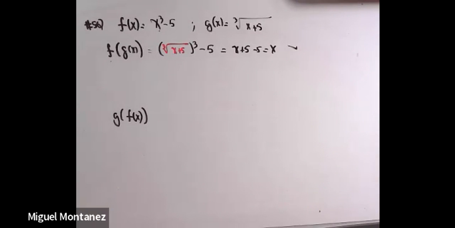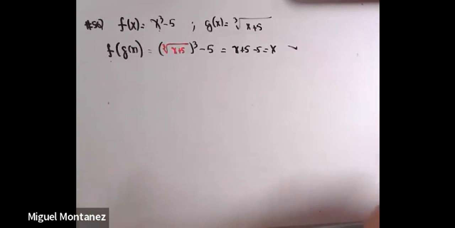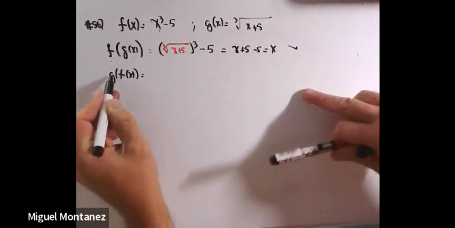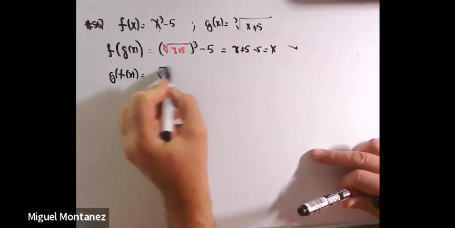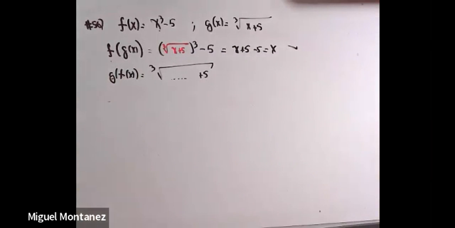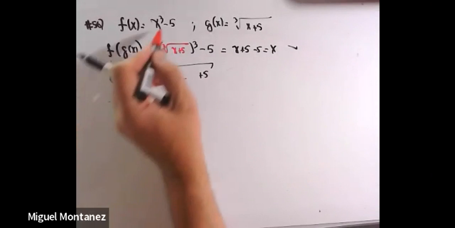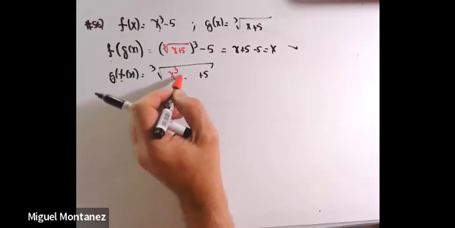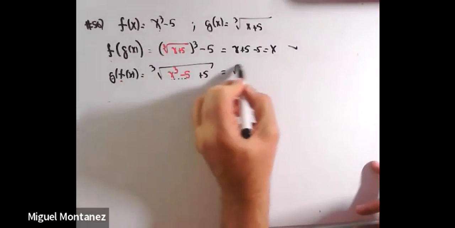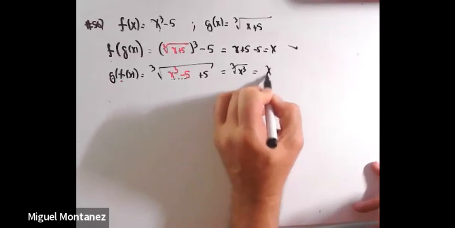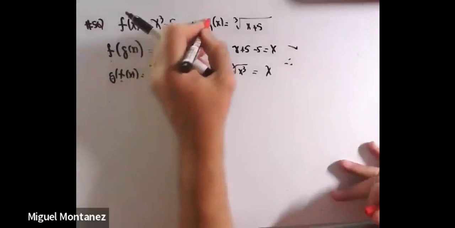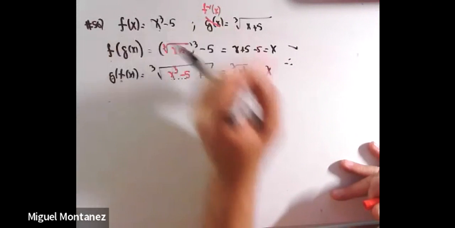Let's see what happens when we do g of f of x. Now my g is the dominant function. The g function is the cube root of x plus 5. What do we plug in here? We plug in the f function, that will be x cubed minus 5. Minus 5 plus 5 is 0, so this is simply the cube root of x cubed, which equals x. Therefore, they're inverse of one another. So now we can say that this one can be written as f inverse of x, and we're done.